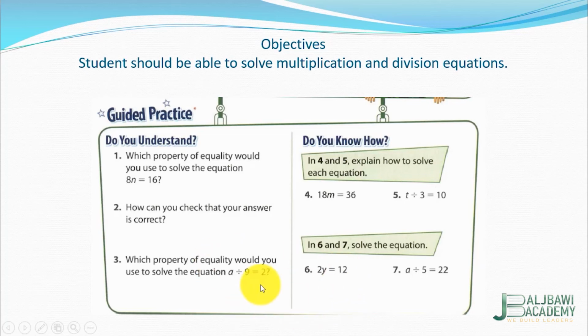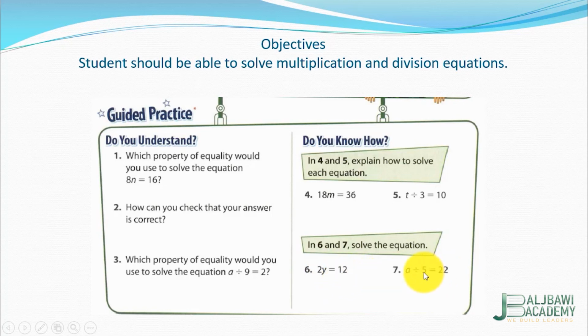In number 6, 2y equals 12. Then we divide both sides by 2. 2y divided by 2 equals y, because division will undo multiplication. On the other side, 12 divided by 2 equals 6. That's y equals 6. To check our answer, we substitute y by 6. 2 multiplied by 6 equals 12.